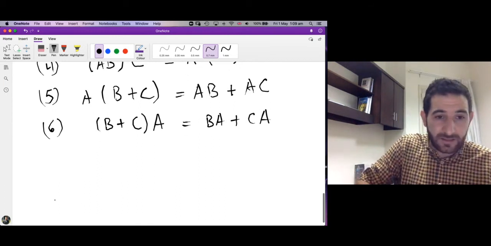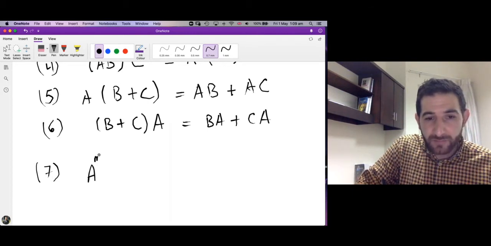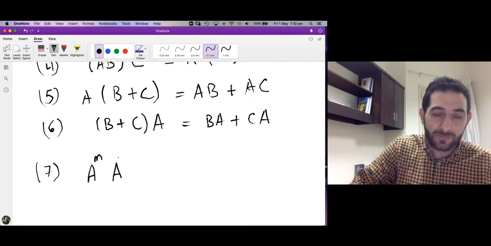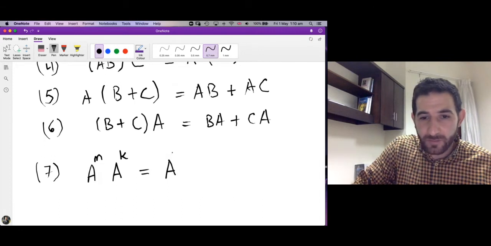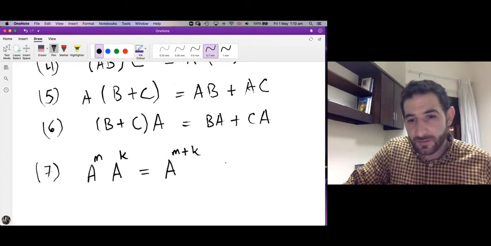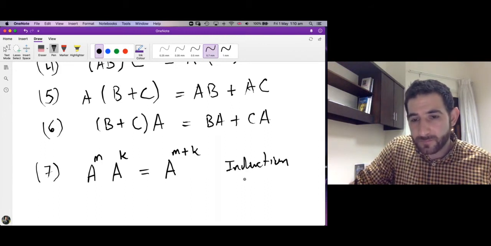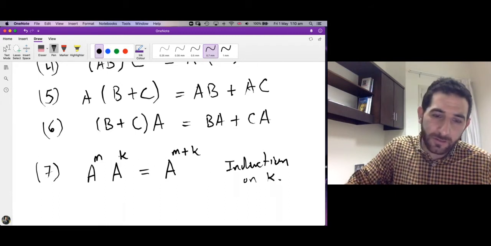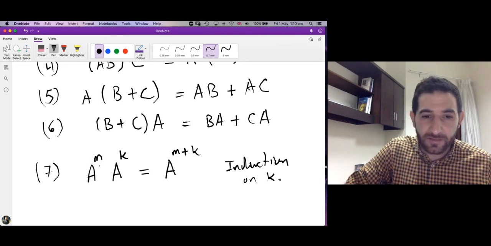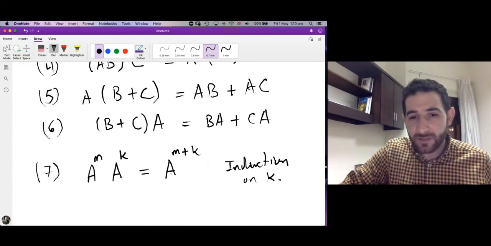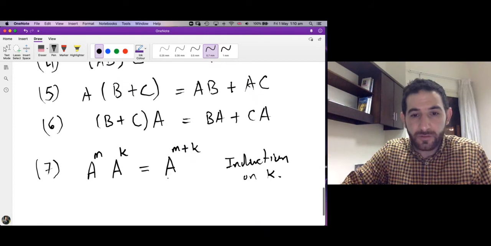Here is a statement which you can prove by induction, which says if you have a matrix multiplied with itself m times, and then you multiply it by the same matrix multiplied with itself k times, then you get the same matrix multiplied with itself m plus k times. You prove it by induction on k. When k is 0, then A to the 0 is the identity, and the identity times any matrix is itself, so we get A to the m, and m plus 0 is m, so we get A to the m. So this is the base case, and then you show the induction step.